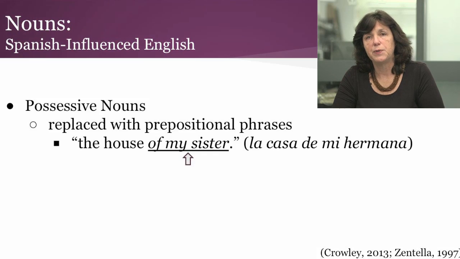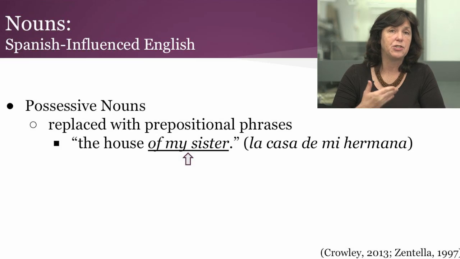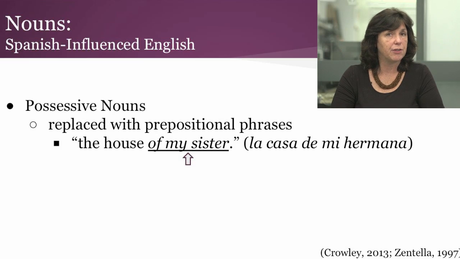In Spanish-influenced English, prepositional phrases might be used instead of possessive nouns to indicate possession, as in, the house of my sister. In Standard American English, the possessive s inflectional morpheme would be used to indicate that it's my sister's house. In Spanish, however, it would be la casa de mi hermana, or directly translated as the house of my sister, which is an utterance we hear from a speaker of Spanish-influenced English.